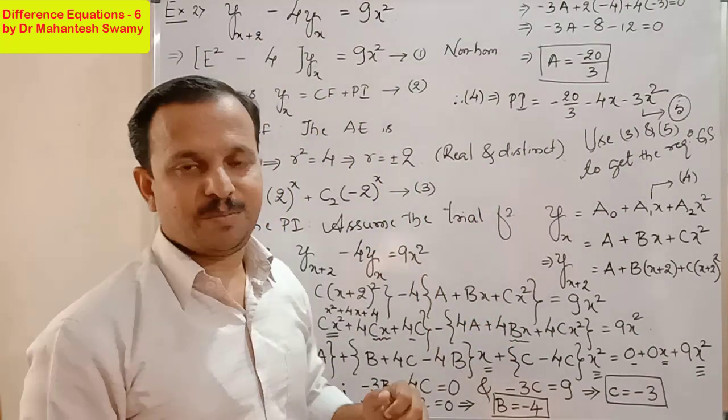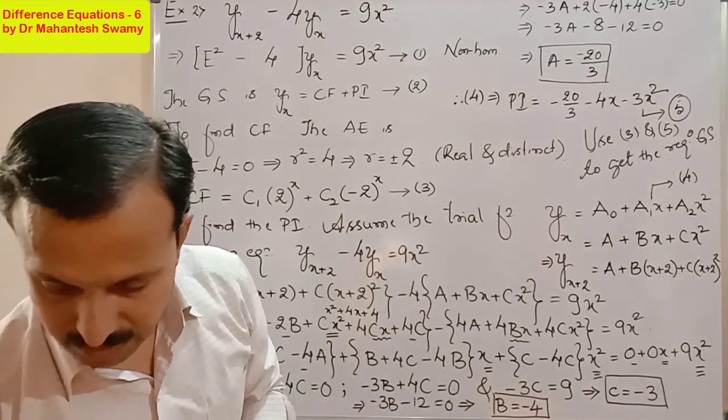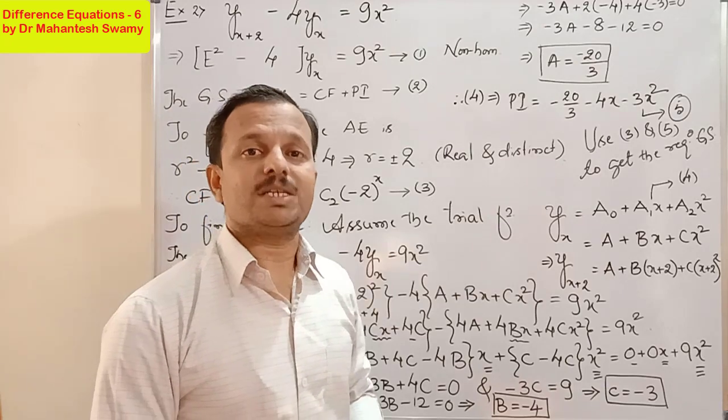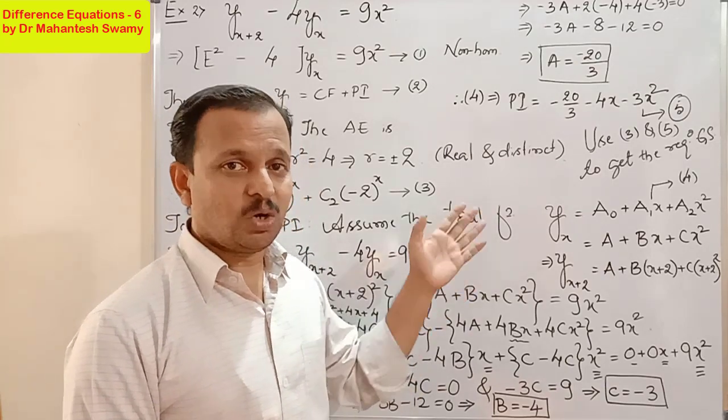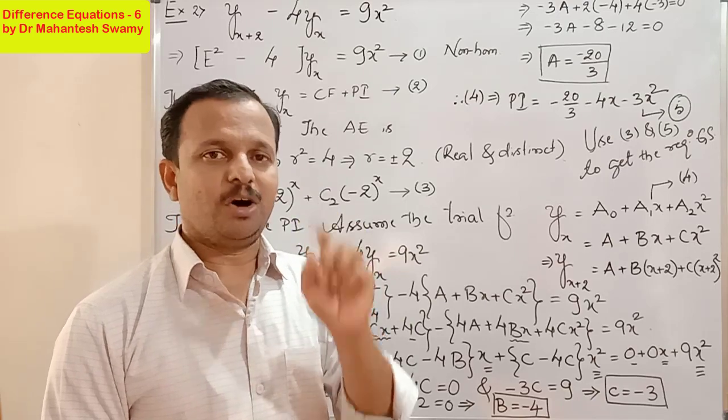In fact, this is also an important example. This was asked in the examination of 2019 for 6 marks. So with this, I conclude the first case, that is when the right hand side function is a polynomial function.